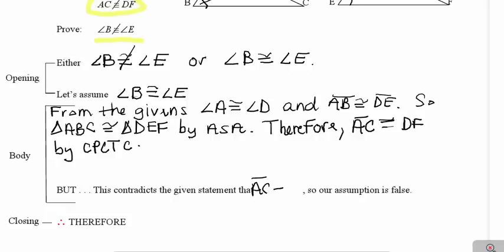That's a given fact, that they are not congruent. That was in our givens. So therefore, our initial assumption must be false, and our initial assumption was that angle B is congruent to angle E. So that means this part must be false. So therefore, angle B is not congruent to angle E. Because when we assumed that they were congruent, we reached a contradiction.